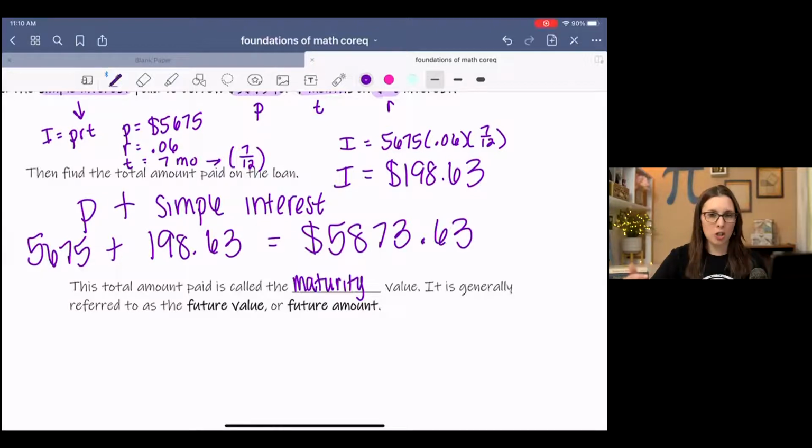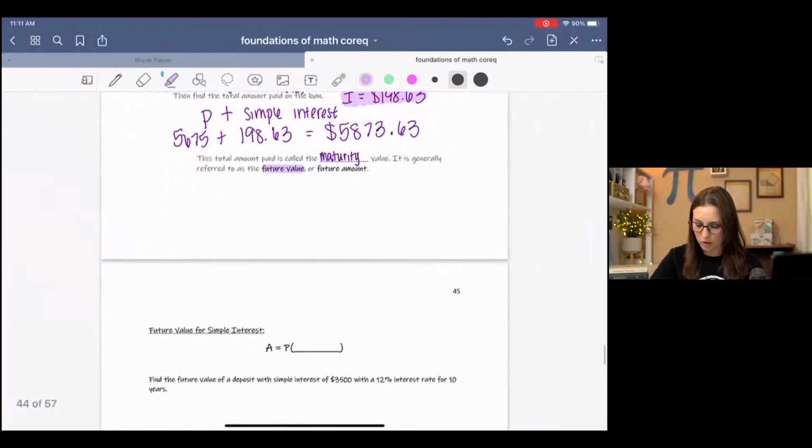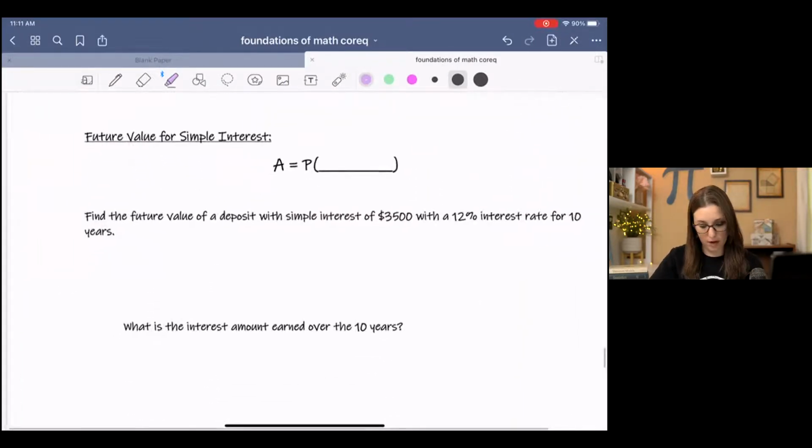And we generally refer to it as, you're going to hear me refer to it as, future value. So when I say, what is the future value of this loan? I'm talking about the total amount. And then the interest amount on the loan was this smaller dollar amount. So let's use that to talk about the next thing, future value.